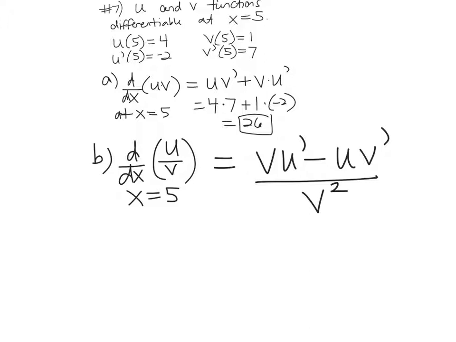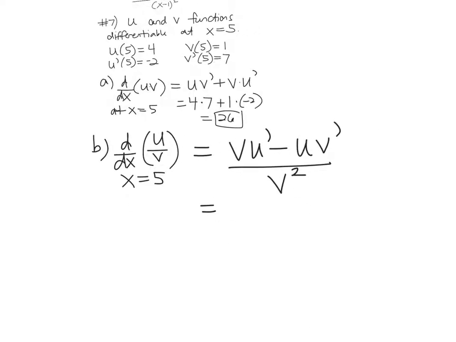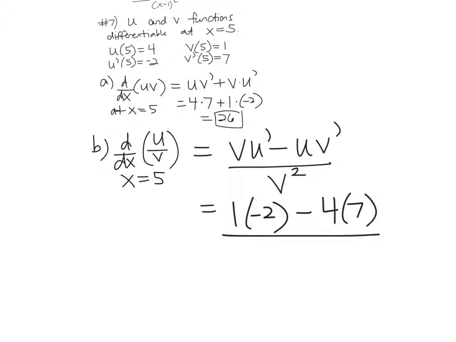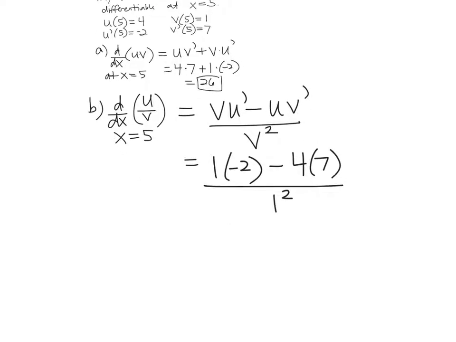And then you plug them all in. So what is v? This is at 5. We're taking the derivative at 5. So what is v at 5? It was 1. U prime at 5 is negative 2. Minus u at 5 is 4. V prime at 5 is 7. Over v squared, which would be 1 squared. So what do we get? We get negative 2 minus 28, so that would be negative 30.